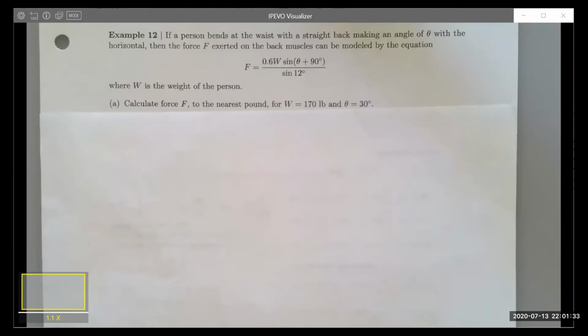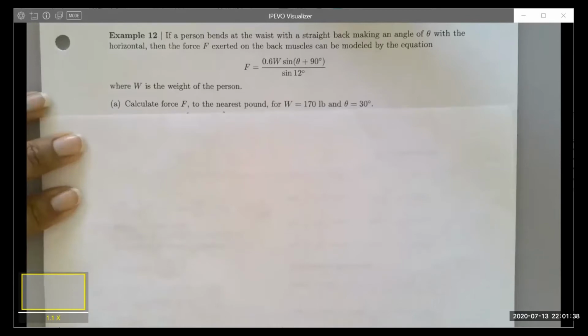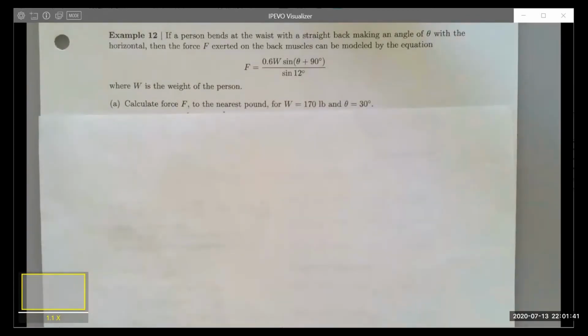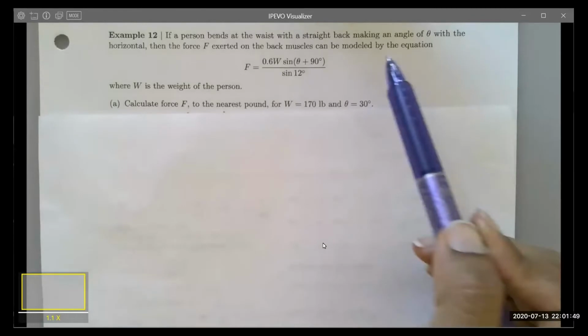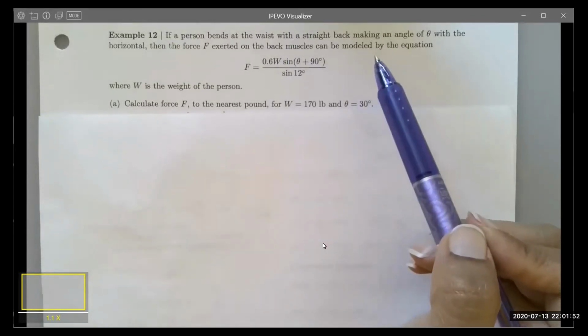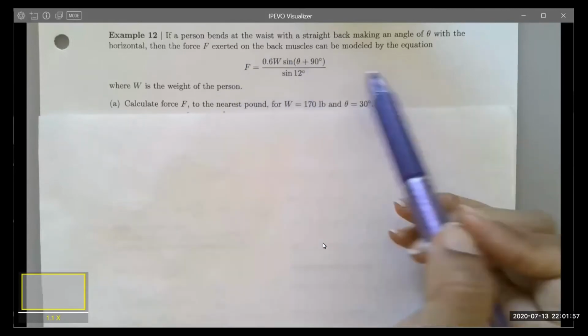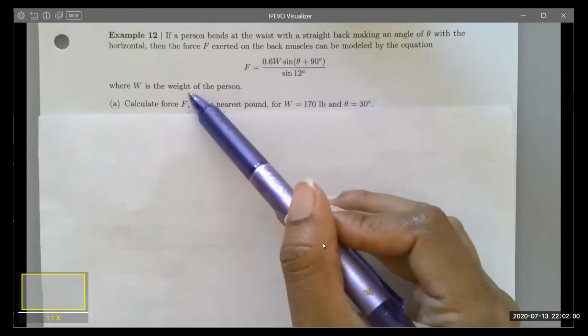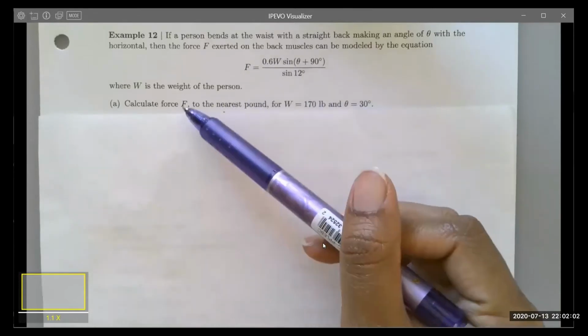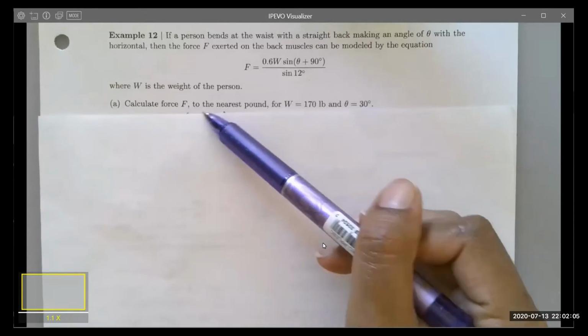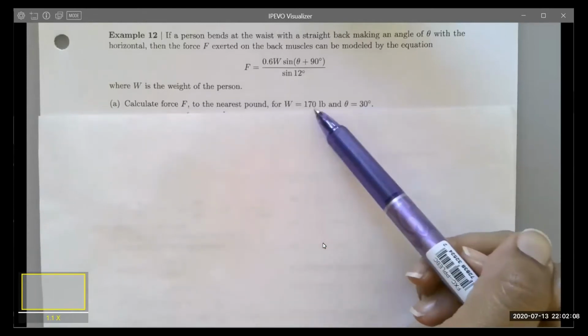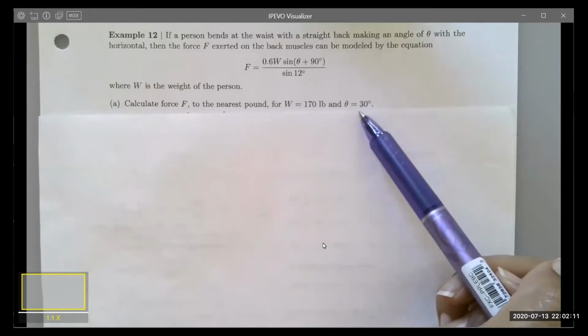We're going to start with page 12 of lecture notes, week 12 and 13, on example 12. So this is page 11, example 12 that we're going to be working on. This is another application problem very similar to example 11. This one reads: the person bends at the waist with a straight back, making an angle theta with the horizontal. Then the force F exerted on the back muscles can be modeled by this equation, where W is the weight of the person. For part A, they want us to calculate the force F to the nearest pound, for W being 170 pounds and theta being 30 degrees.